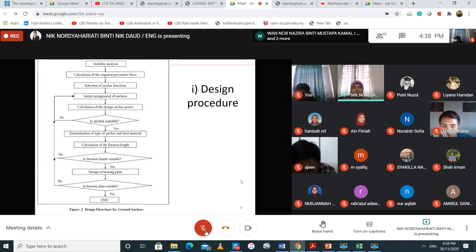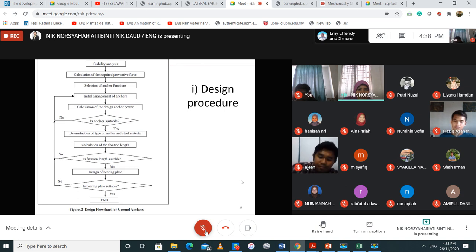Alright, so for the design part we have a few steps actually. Kalau you tengok design flowchart ni, it covers all of it, including of course the design of the parts for the anchor itself. So kat sini saya highlight lah a few things that you should know. If you're talking about flowchart, of course one step by step things. Sebab sebelum you suggest the retaining structure ataupun the ground anchor, you need to know is the criteria fulfilled or not.